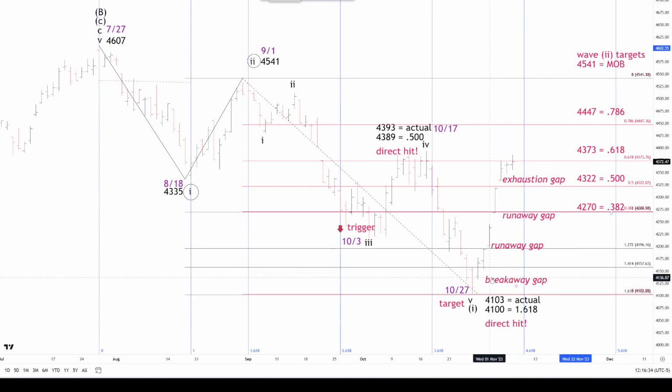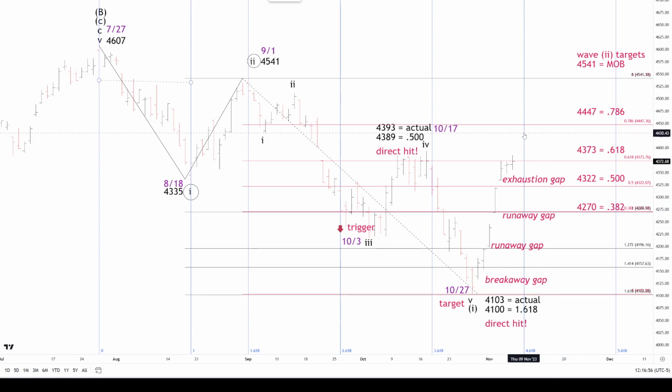Notice the gaps. Usually you'll get 3 gaps. You'll get a breakaway, beginning of the move, a runaway, usually in the third wave, and the exhaustion gap. This market gapped up 4 times in 5 days. It appears to have gone too far too fast, but we'll get into the internal count of wave 2 when we get into the E-mini futures.